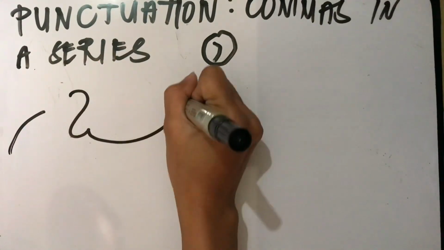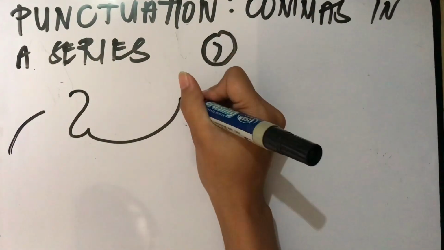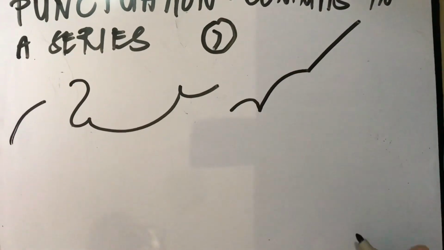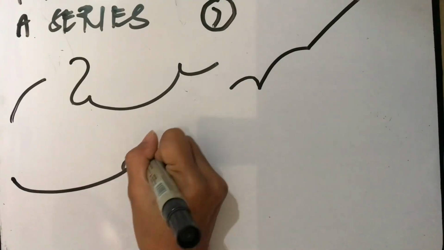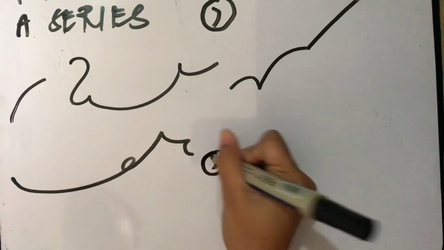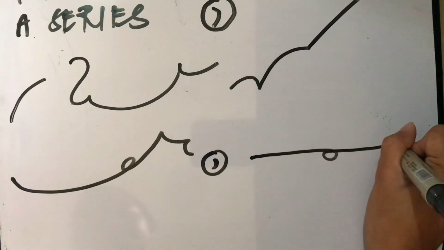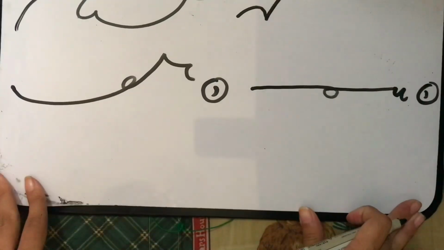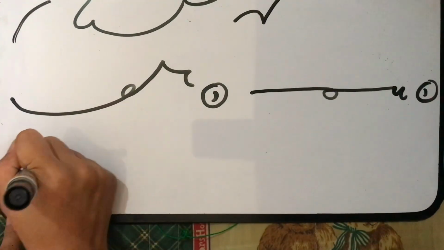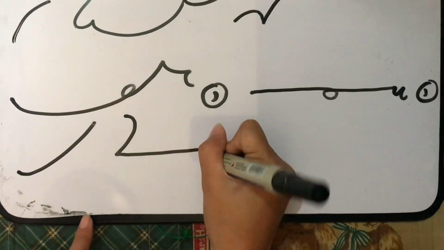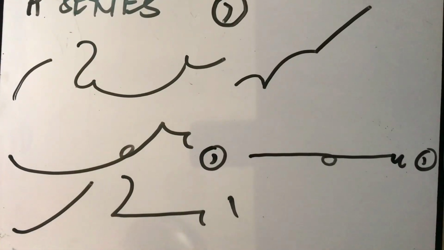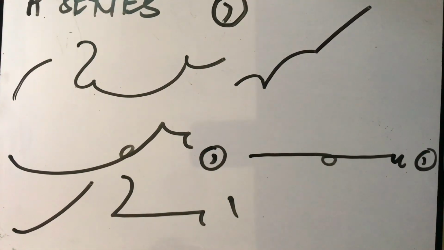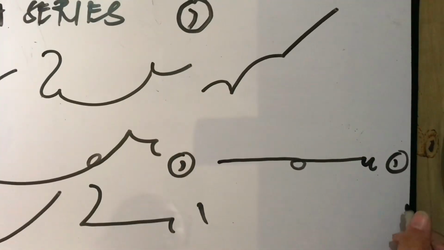The folder contained letters, memos, and forms. The example, we have: the folder contained letters, memos, and forms. This is our series comma.